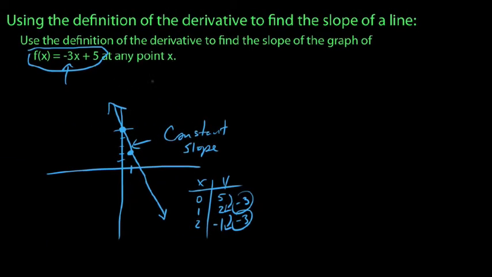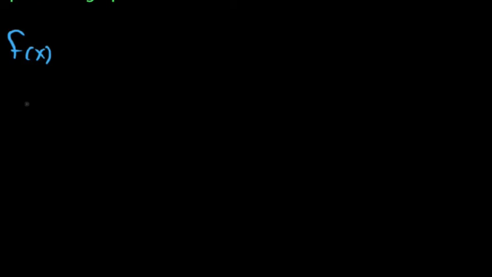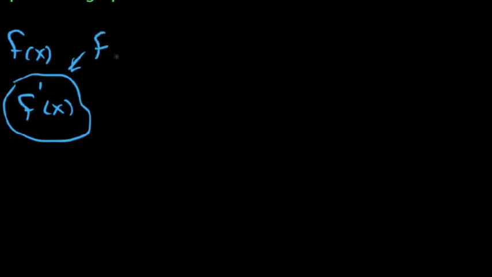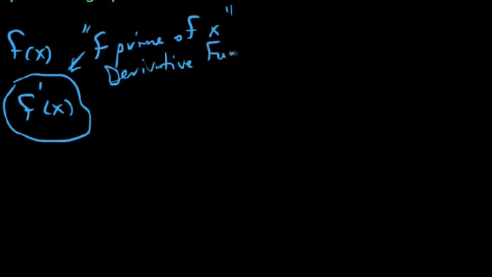Okay, so recall that the definition of the derivative is this. Given some f of x, if it is continuous, then we say f prime of x. This is our derivative function, the slope function. Just to remind everybody, it is the slope of the original graph.